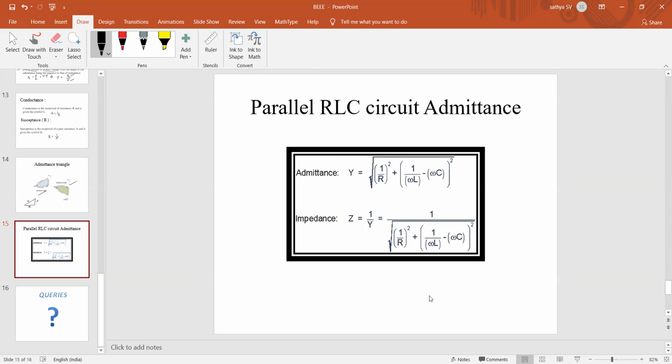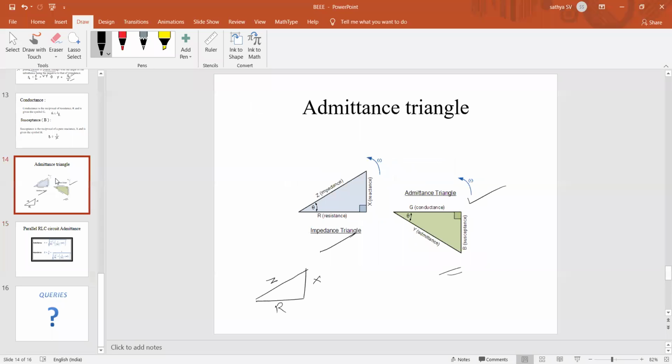Sir, can you show that before slide, triangles? Yeah. Sir, done. Okay, fine.